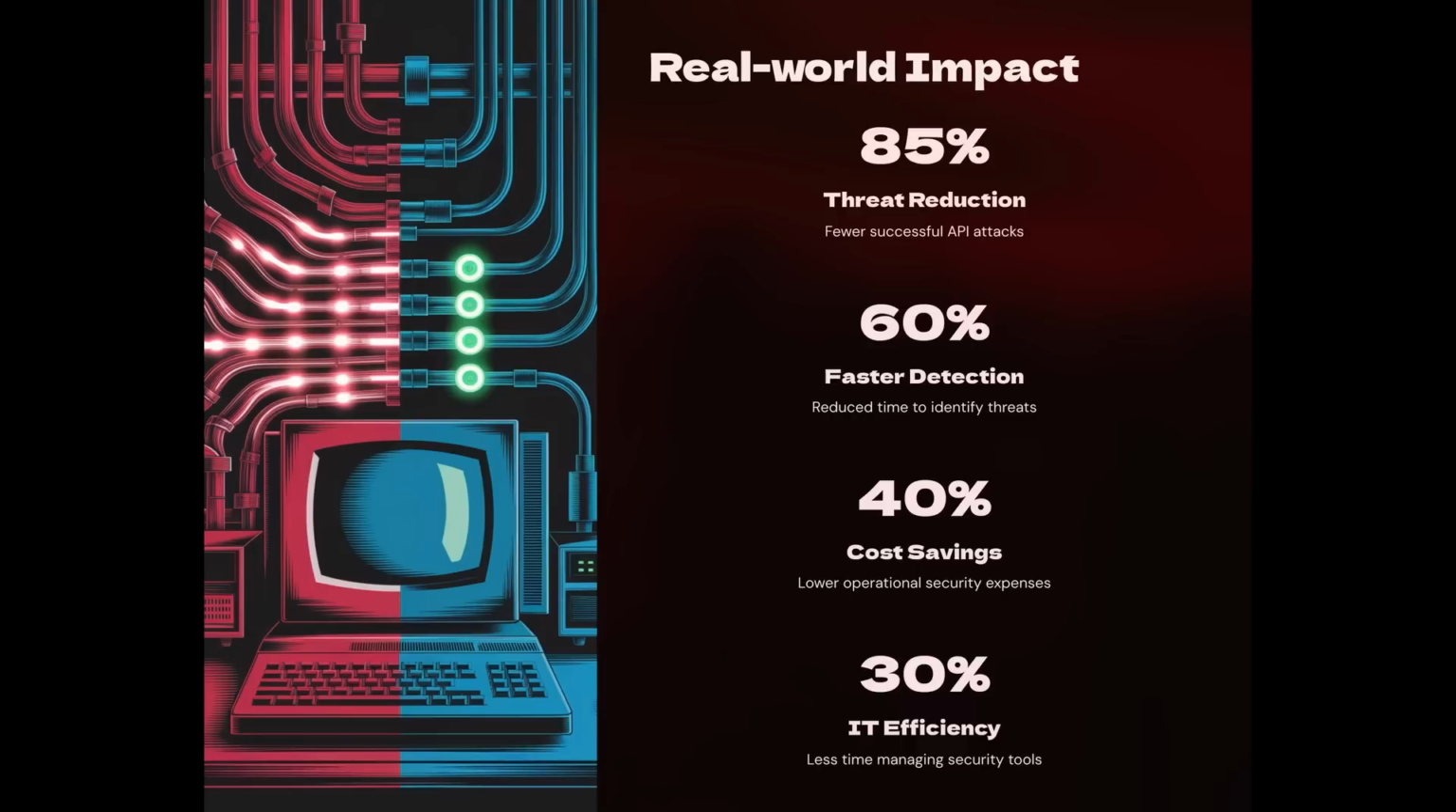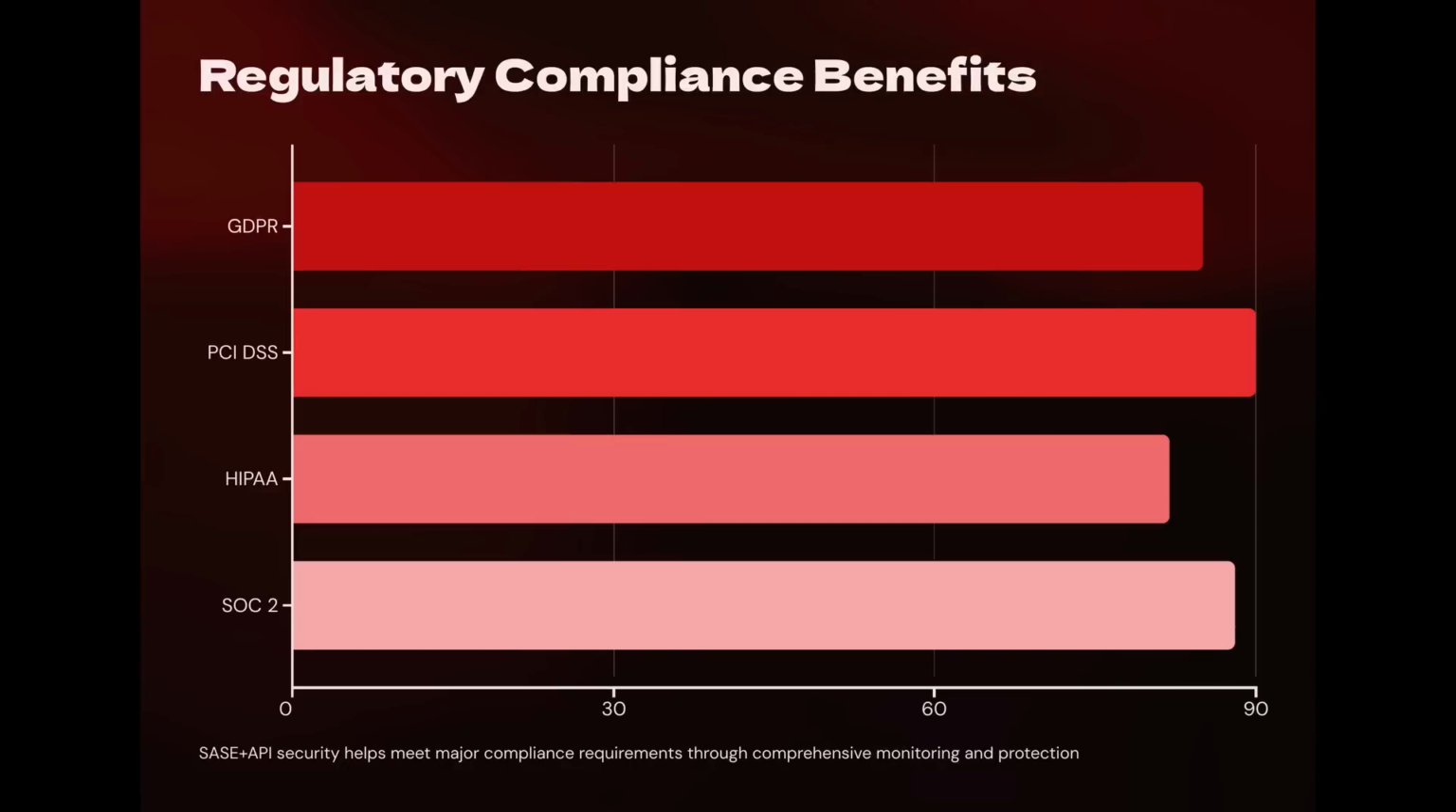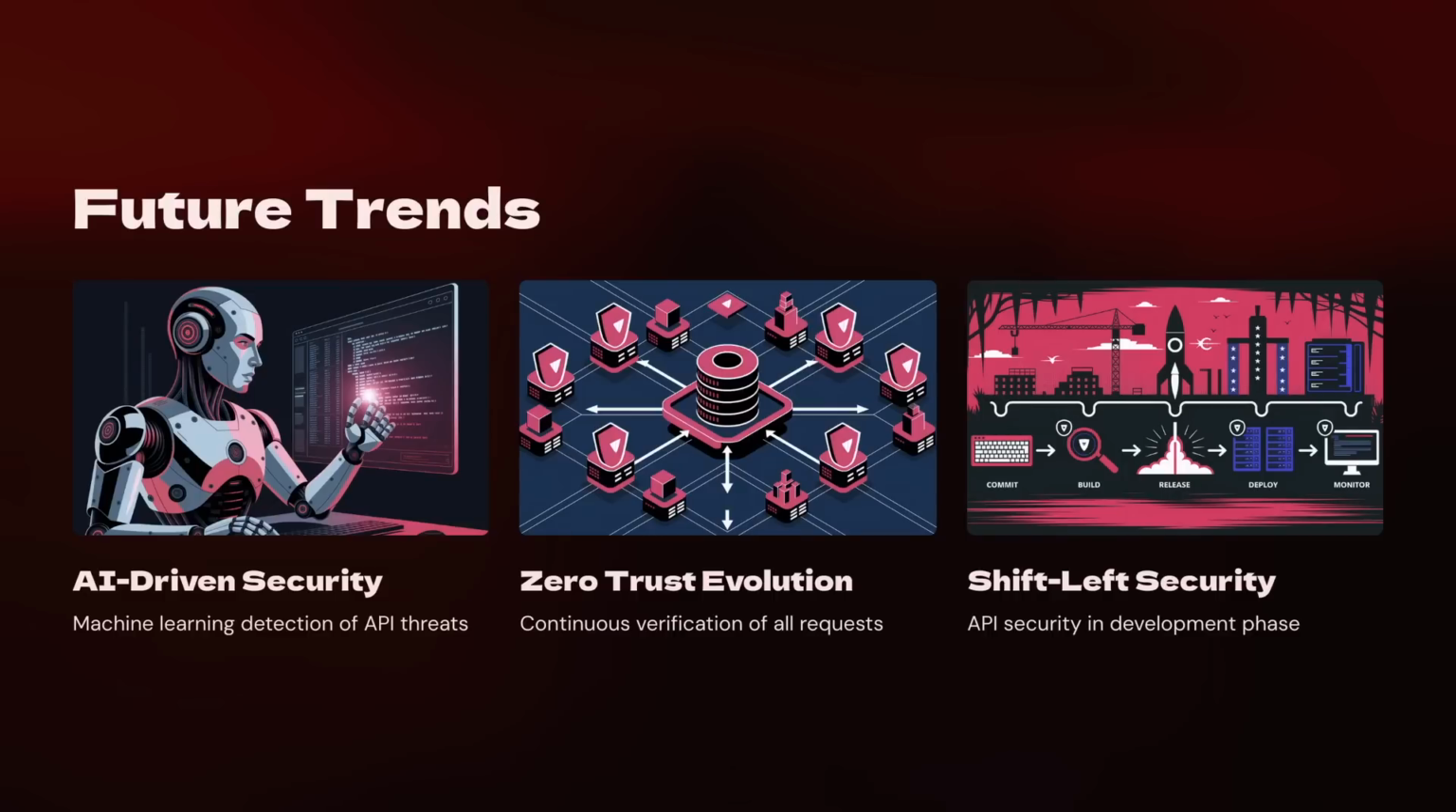Moreover, integrating SASE with security information and event management systems can further enhance API security monitoring. SIEM solutions can aggregate and analyze log data from across the network, including API-related events, to detect threat scenarios and correlate security incidents. This integration enables more sophisticated threat detection and response capabilities, leveraging the strengths of both SASE and SIEM technologies.